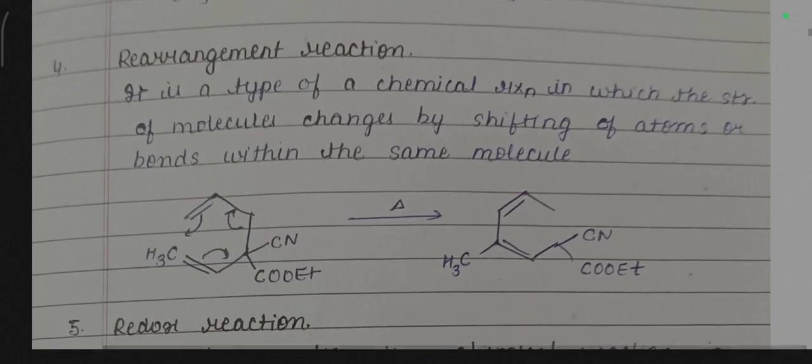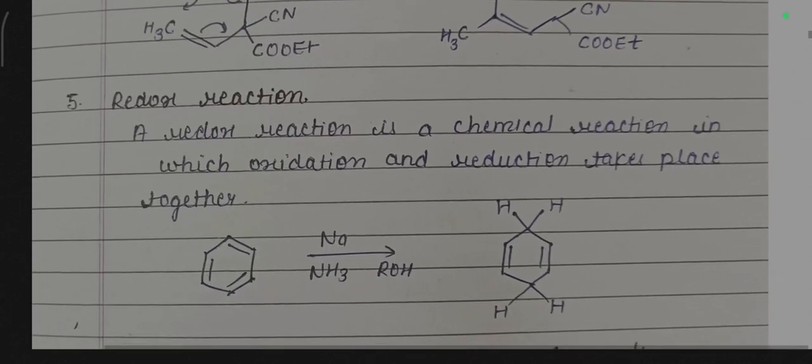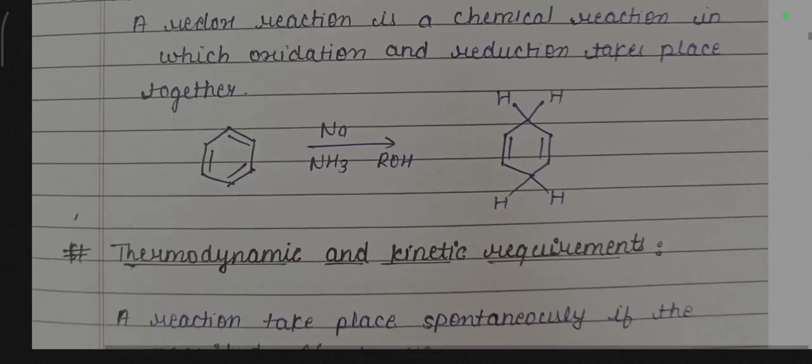Rearrangement reaction: it is a type of chemical reaction in which the structure of a molecule changes by shifting of atoms or bonds within the same molecule. Redox reaction: a redox reaction is a chemical reaction in which oxidation and reduction take place simultaneously.